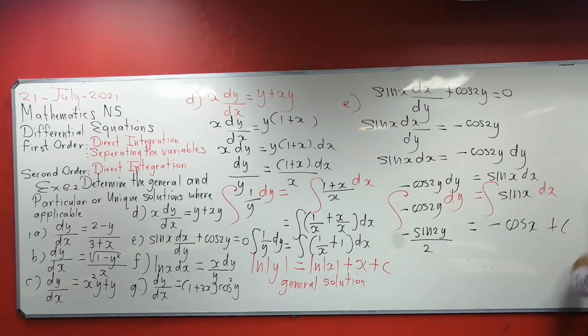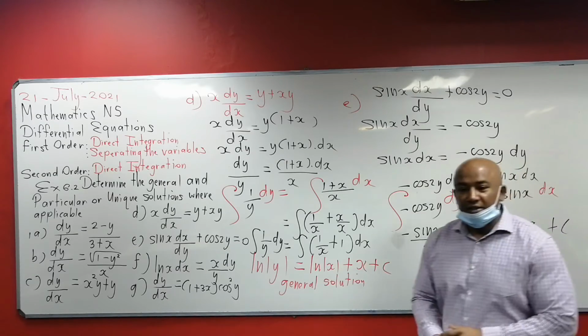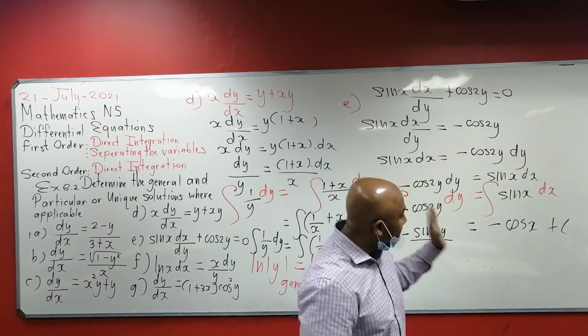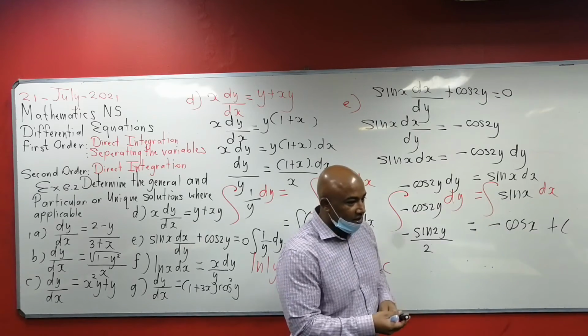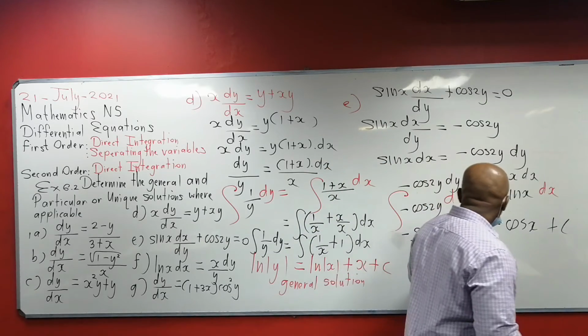Now let's put down plus c. If you differentiate minus cos, you must get positive sine. That's how you check your answer. Right, so this is the general solution.